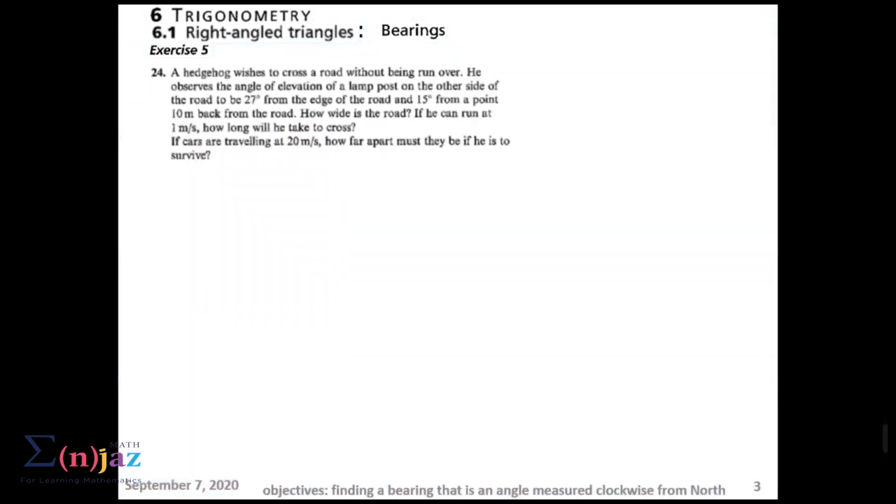Now you can apply the exact same steps that we used in the previous 2 questions to solve this one.